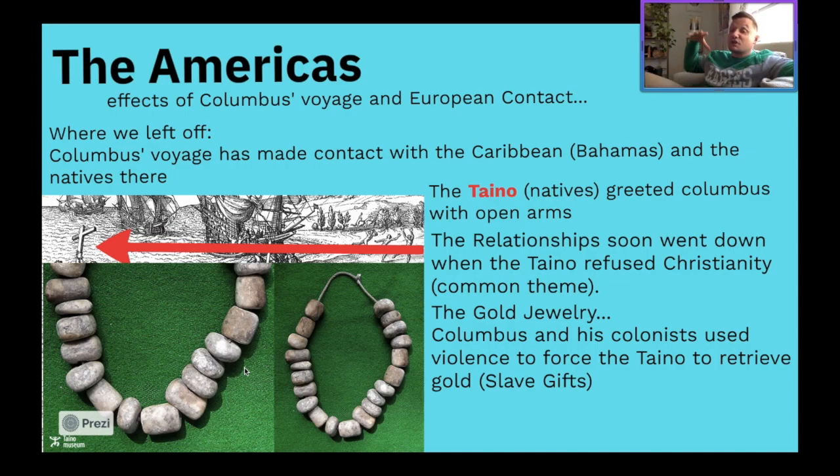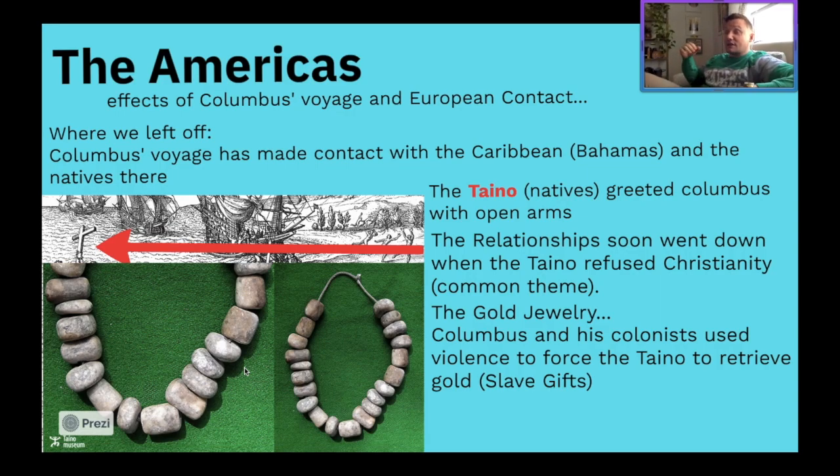Columbus and his colonists are going to use violence to then force the Taino to retrieve gold, and they're also even going to bring some of them back as slaves to the Spanish rulers. I kid you not when I say this. When Columbus came back from his first voyage from the Caribbean to go back and talk to Isabella and Ferdinand of Spain about what he had found and the things that he had discovered in these new areas, he brought back human beings with him. He brought natives back as slaves to give to Isabella and Ferdinand, all right?